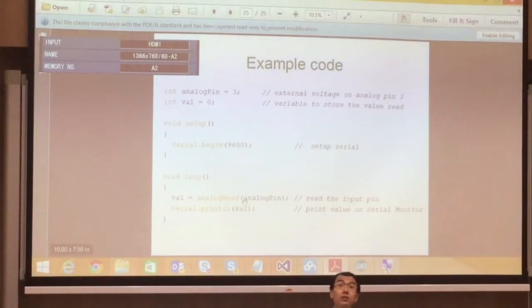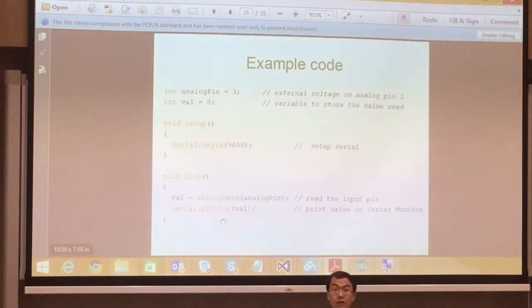Last time you used the functions digitalRead and digitalWrite. To control the analog pins, you can use the analogRead function to read the values from the analog pins. So be careful: if you want to use the analog pins, you need to use different functions for that. Okay, so I think we are done today.